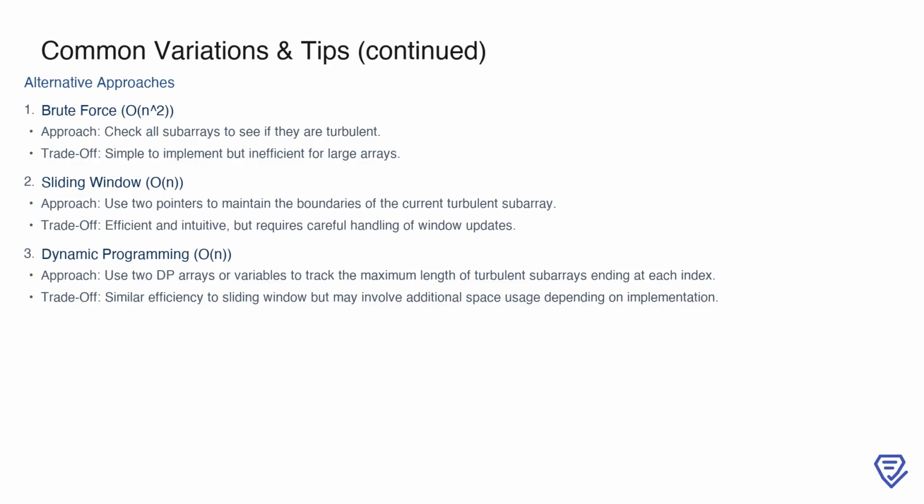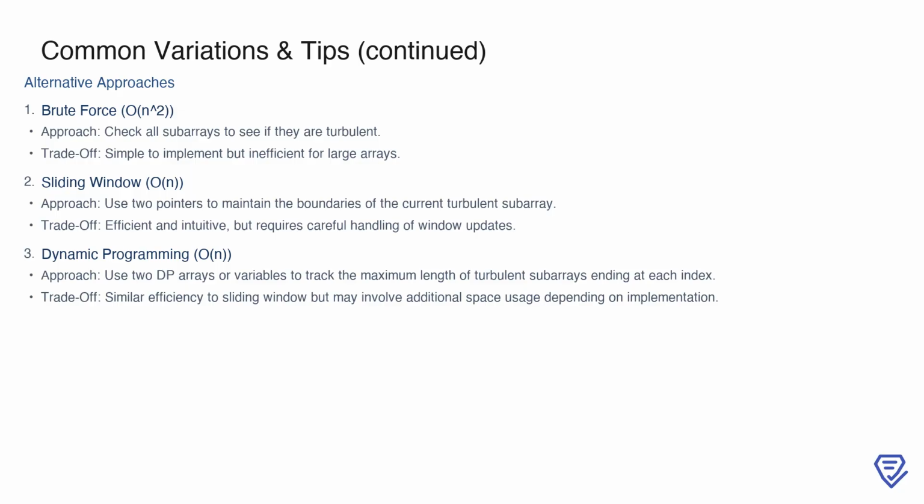The brute force method, with O(n²) complexity, involves checking all possible subarrays to determine if they are turbulent. While simple to implement, it becomes inefficient for larger arrays. A more efficient solution is the sliding window approach, which operates in O(n) time. By maintaining two pointers to define the boundaries of the current turbulent subarray, this method optimizes performance but requires careful handling of window updates to ensure correctness.